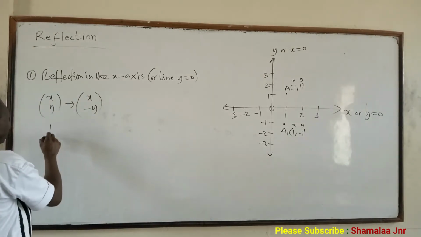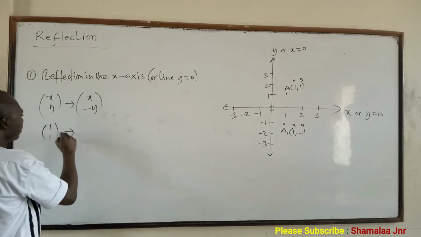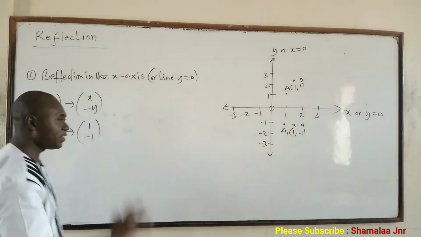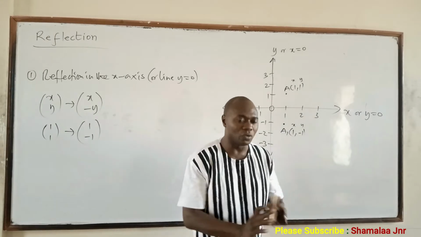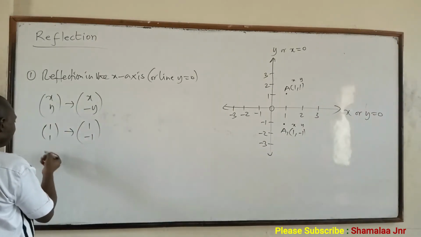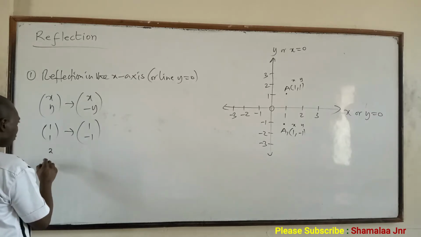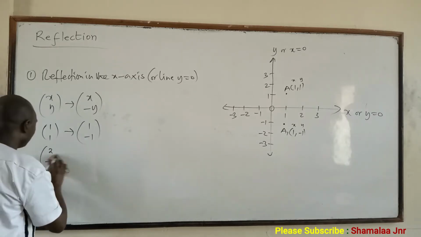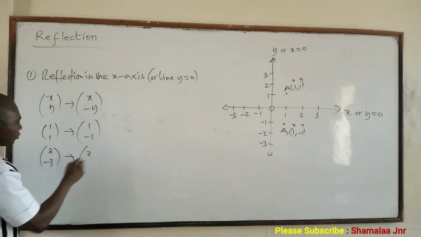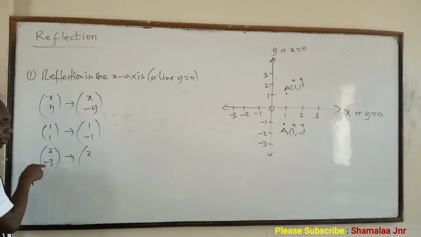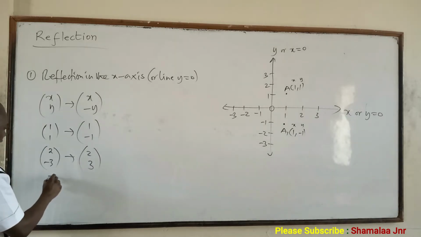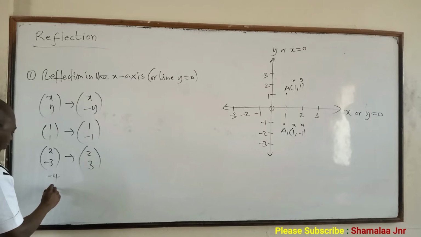So when you have, say, 1, 1, then it's going to give you 1, negative 1. Are you seeing it? So for reflection in the x-axis, the x coordinate does not change, but the y coordinate changes. So if you have another one like this, maybe 2, negative 2, or 2, negative 3, you are seeing that the x coordinate does not change, but the y coordinate changes. So negative 3 will change to become what? 3. If you have something like this, maybe negative 4, 2.